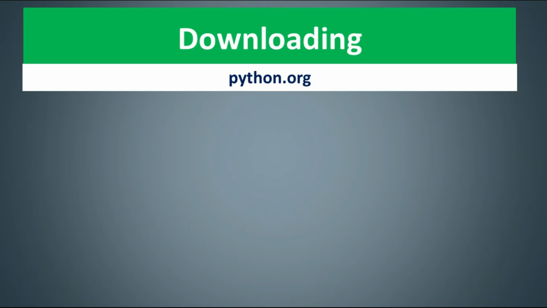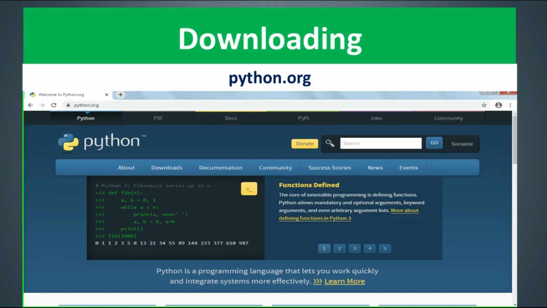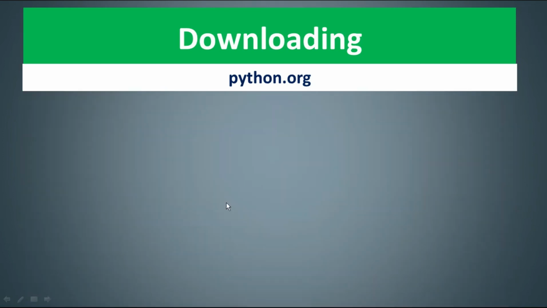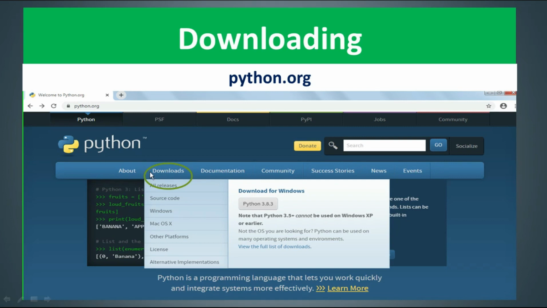So the first question is, from where will you be downloading your Python program? As it is free, open source, and freely available, you have to visit the python.org website. Just type python.org in your browser window. The index page appears, and in this index page just click on the download section.